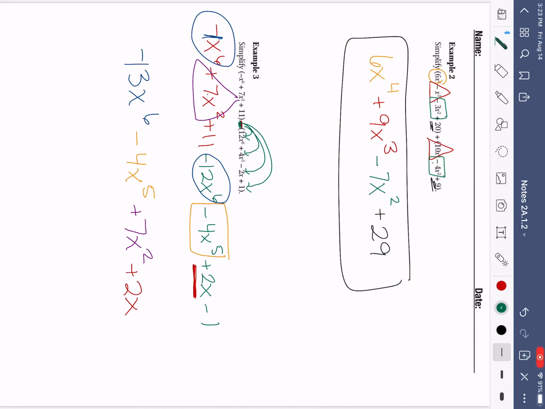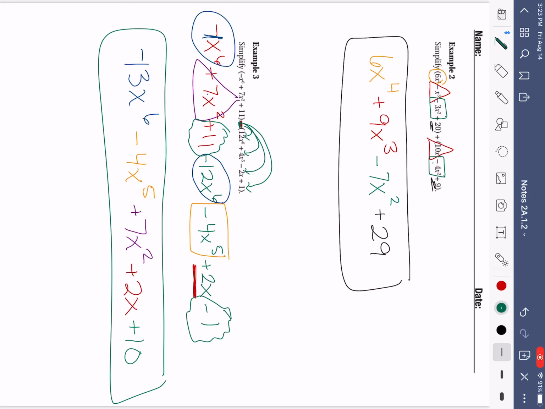So with constants, maybe I'll put a squiggly bubble around them. I have an 11 and a minus 1. So if you have a positive 11 minus 1, 11 minus 1 is 10. Keep it positive. And that's our answer.